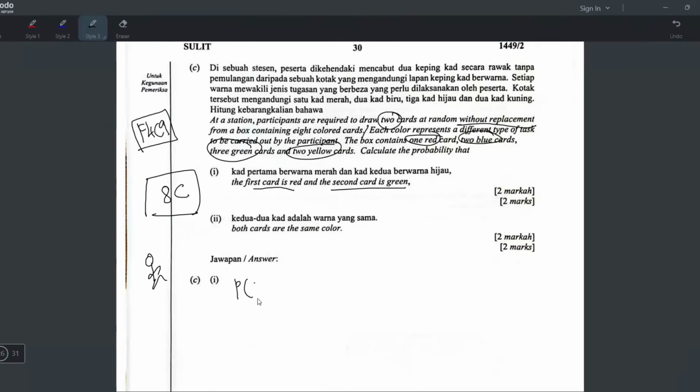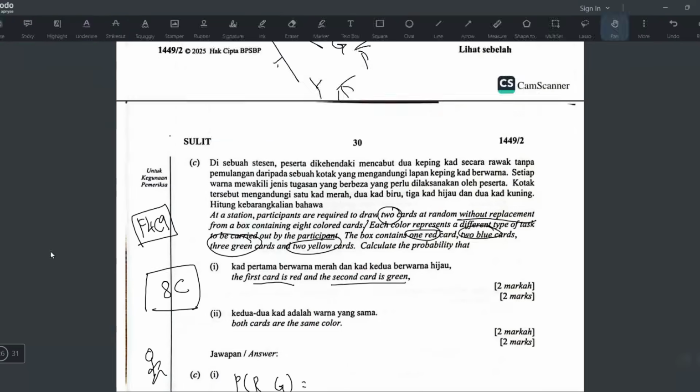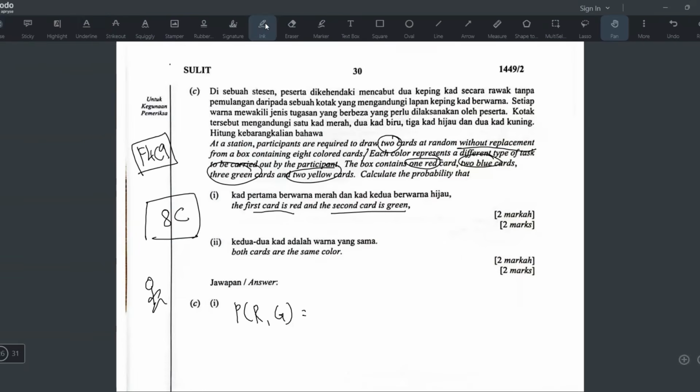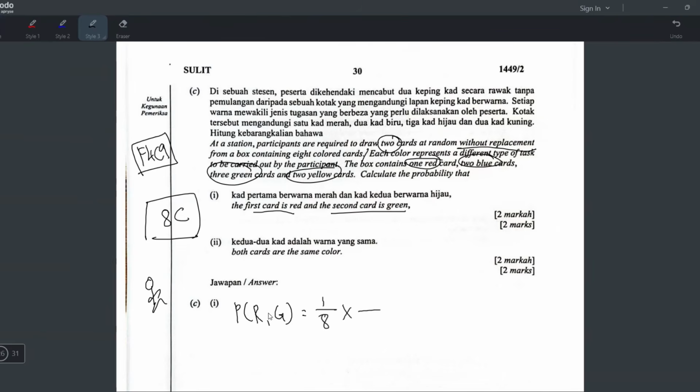So now the question wants the probability for first card red, second card green. So what they actually want is the probability of red followed by green. If you look at the tree diagram, you have to go red and then you have to go green here. To find the probability here, you just take the probability here times the probability here. So we have to find the probability of first red. There's one red card, so it's 1 over the total, which is 8. So the probability of first red is 1 over 8.